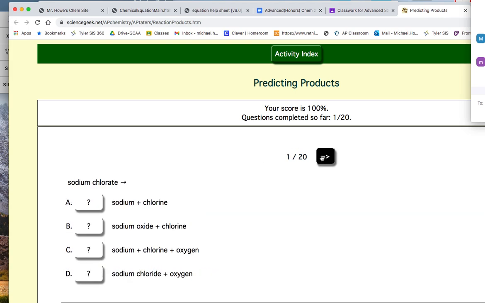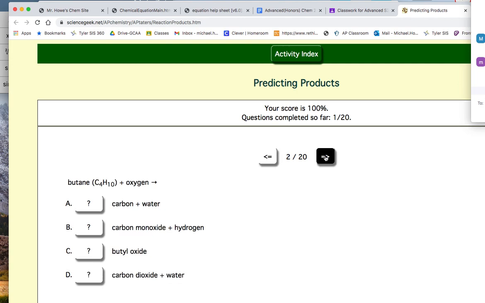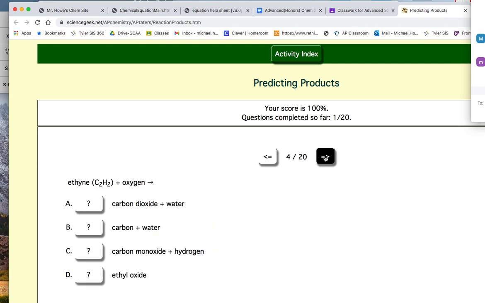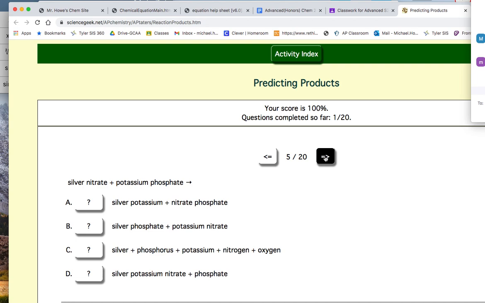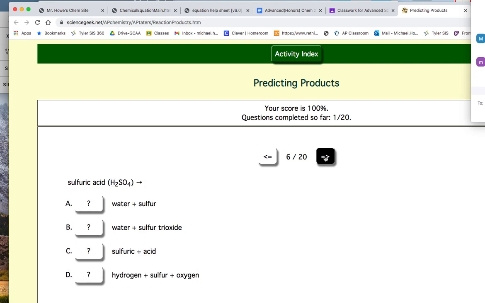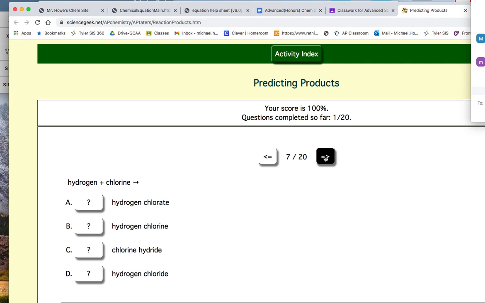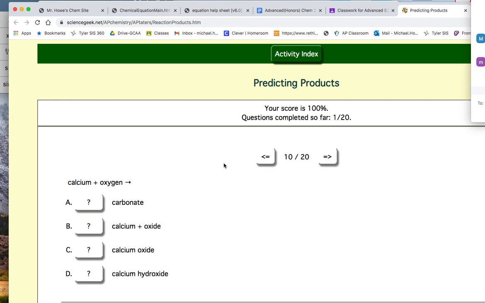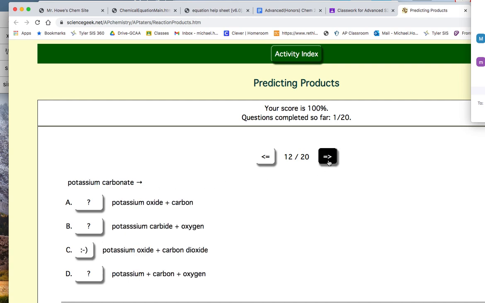All right, quick, what kind? Decomposition. What kind? Combustion. What kind? Double. What kind? Combustion. Double. Decomp. Synthesis. Element, compound, so single replacement. Combustion, because of the hydrocarbon. Synthesis, two elements coming together. Synthesis, two elements coming together.